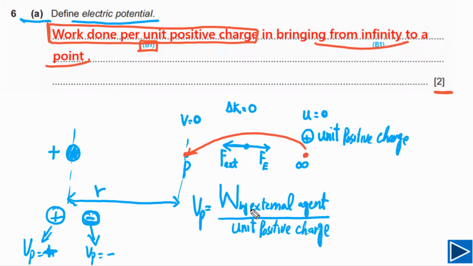Or simply you can say work done per unit positive charge to bring the charge from infinity to a point. So this is how you can define it and you will get 2 marks.